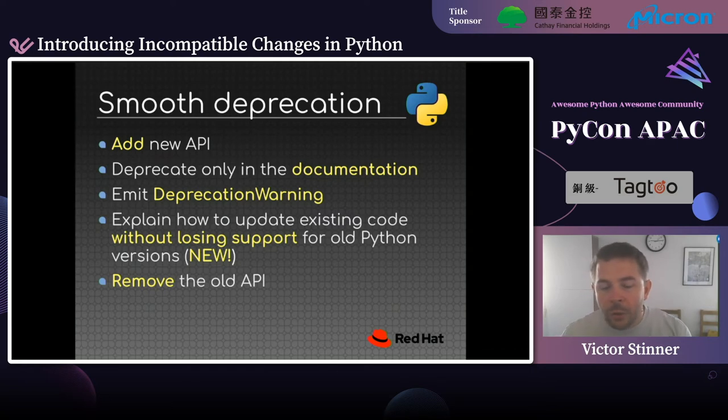You can imagine different solutions. But we have to think about that because introducing incompatible changes in Python is easy, but we have to pay attention to users. We are listening to users, and we are trying to help them to adapt their code to this new API. So when you did all the steps, here you can remove the old API.